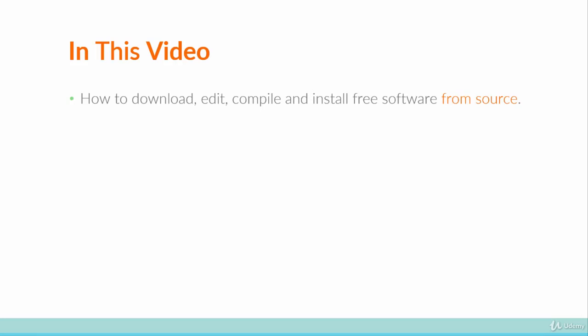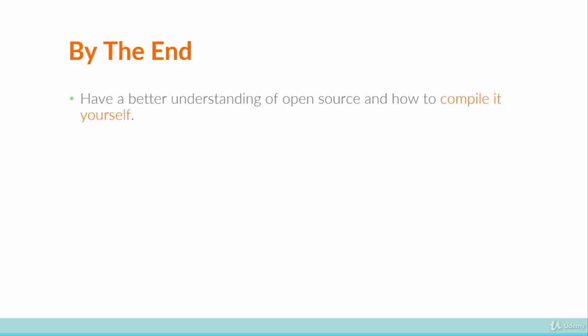You're also going to learn how to install software from source code using the make command. And we're also going to modify the code slightly so that we can see that it is indeed our modified code that is being installed. And by the end of the video, you should have a much better understanding of the awesomeness of open source free software, and you should also know how to compile software from source code for yourself. So let's go ahead and get right into it.